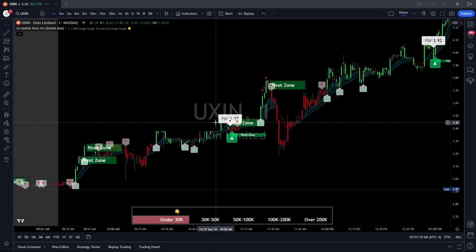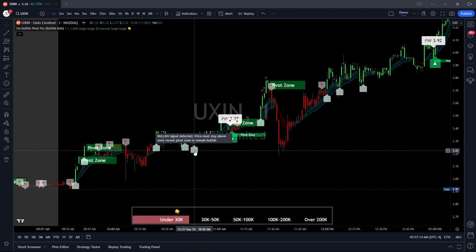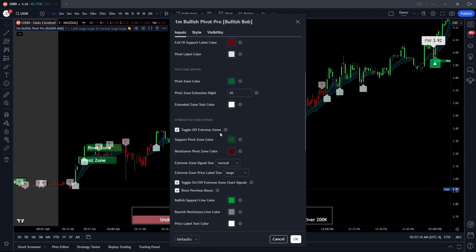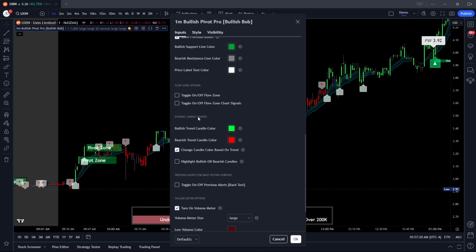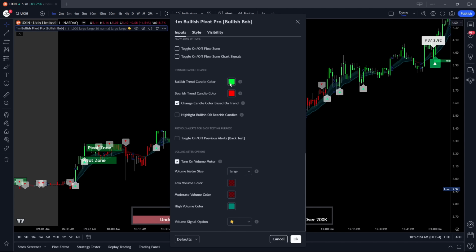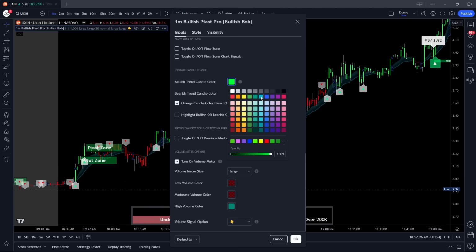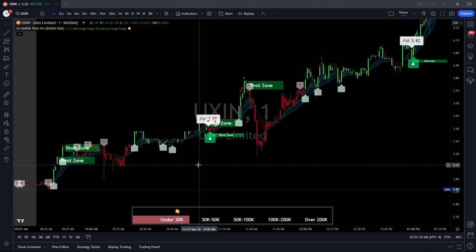So if we go into the settings of these candles, so we double click anywhere on any one of these signals here, you'll open up the settings. And if you scroll on down to the bottom, scroll up a little bit here, the dynamic candle change. So that's where your options to change the color. So if you want to change the candles to blue when they're bullish, or to maybe white, or whatever you want, you can do that. So we'll hit cancel here. We'll go back to the green for now.